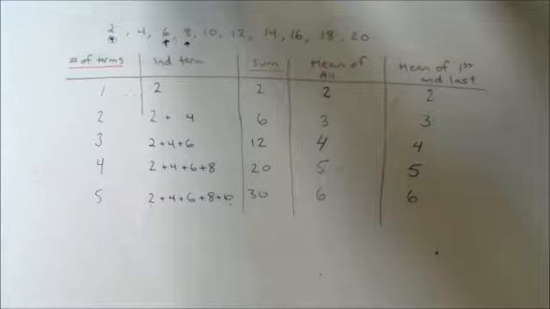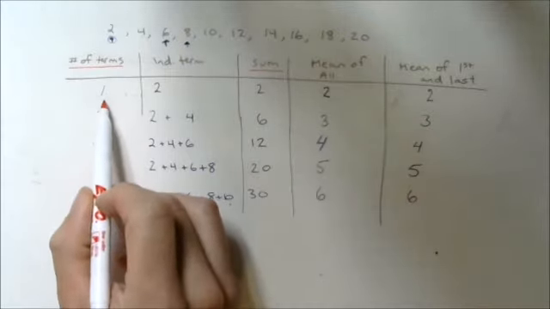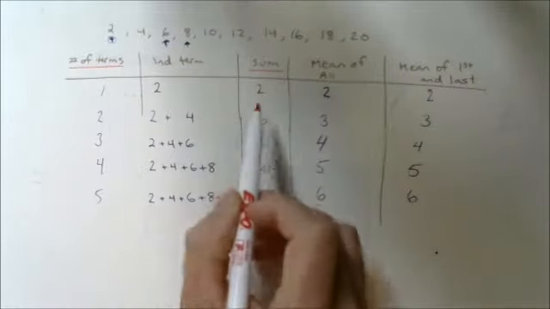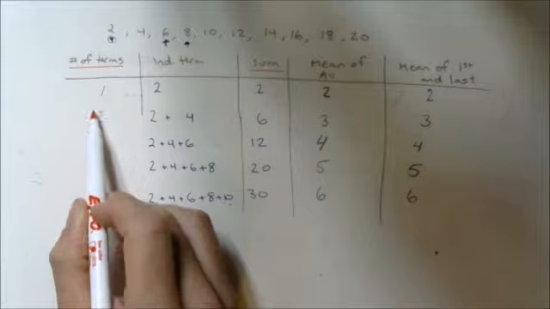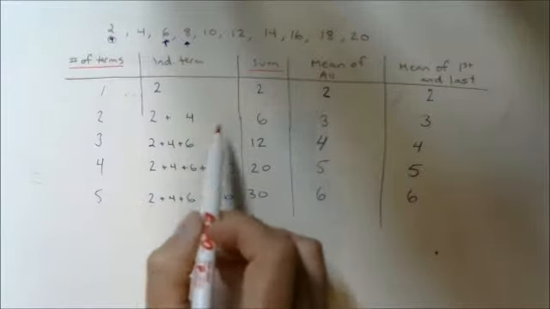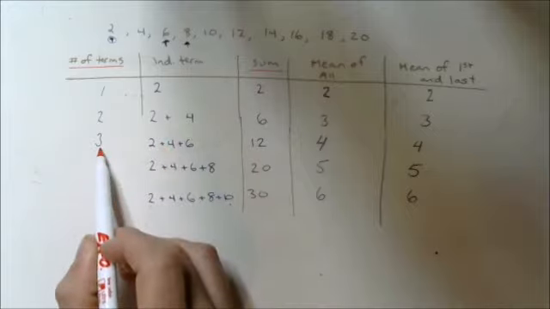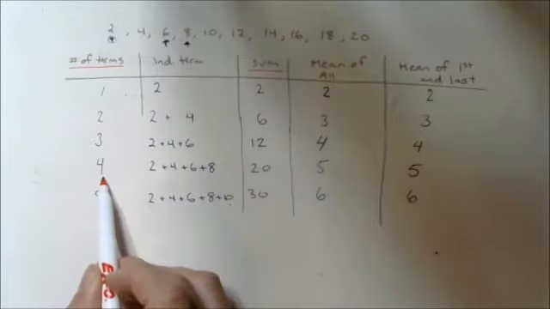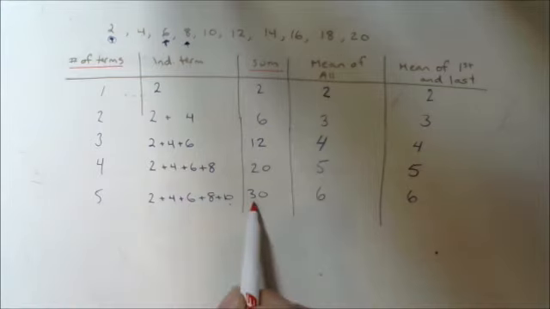Well, I'm seeing a connection here that if I actually take n and I multiply it by n plus 1, I get the sum. If I take n and I multiply it by n plus 1, 2 times 3, I get 6. 3 times 4 is 12. 4 times 5 is 20. 5 times 6 is 30.